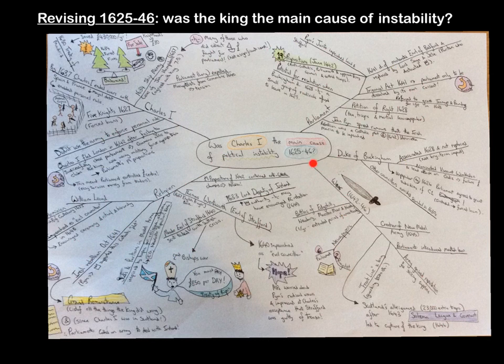In this way, war was a more significant cause of political instability than Charles I as well, since war had a greater impact on the political landscape of the country than Charles I's unpopular policies.